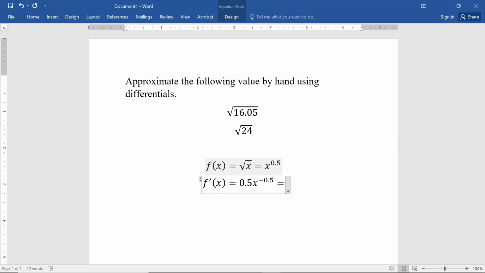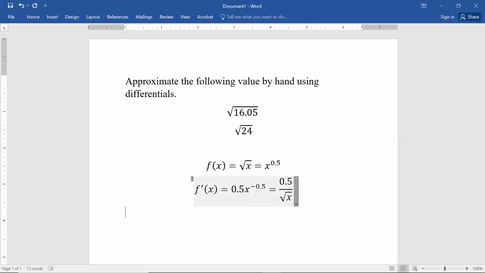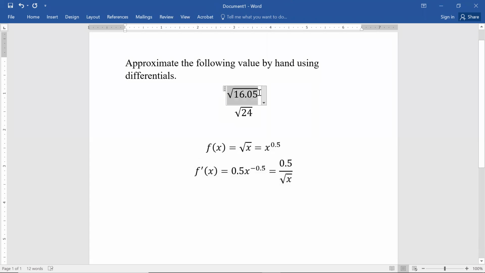If you'd like to rewrite this, one easy way is to translate x to the negative 0.5 into the square root of x in the denominator, and leave 0.5 in the numerator. You could have also written this as 1/2 times 1 over the square root of x. So that is a great first step, finding the derivative. Let's focus on 16.05.